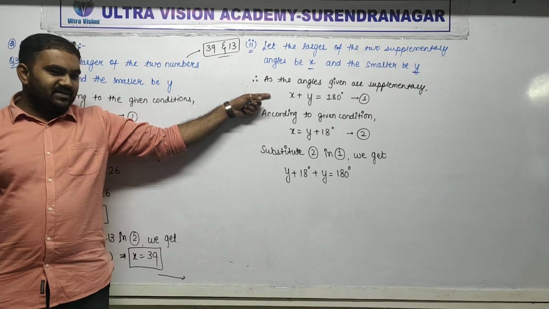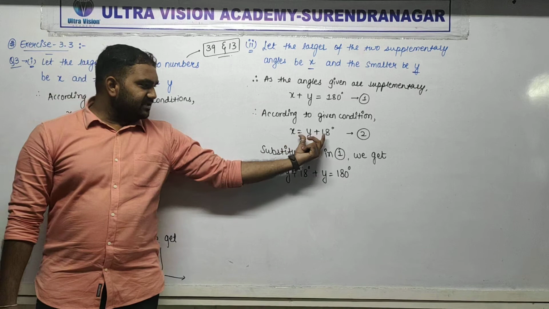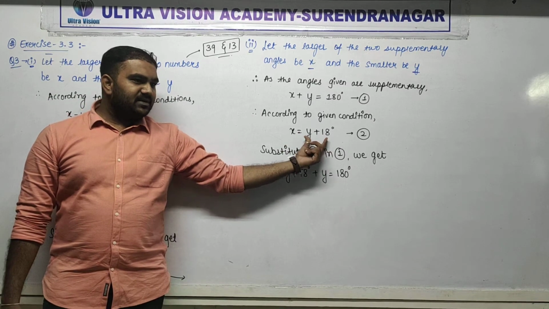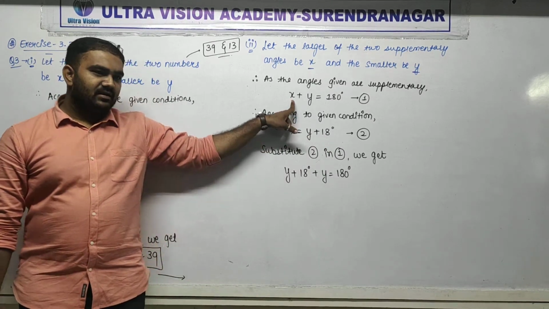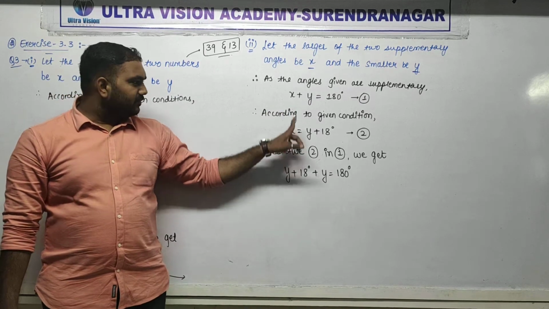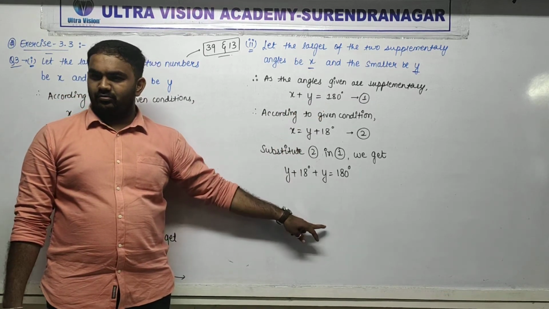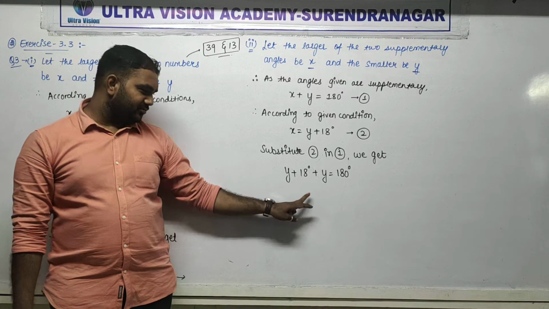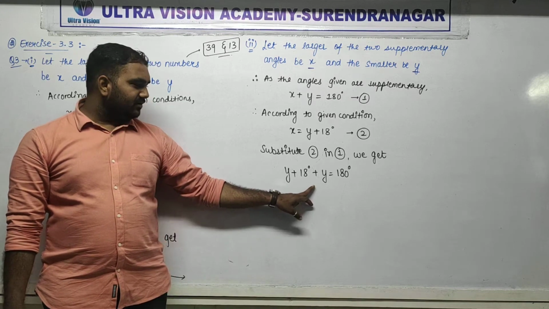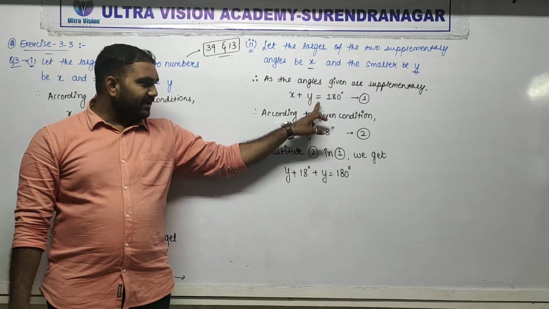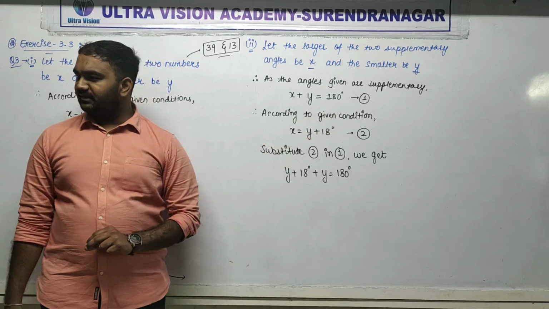This x will be replaced here. So what will you replace in place of x? y plus 18. Where to replace? Here. So in place of x, y plus 18. But the rest we should not remove, keep it as it is. y plus 18 plus y equals 180 degrees.